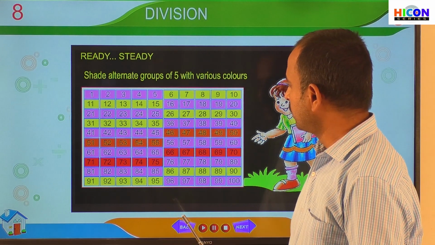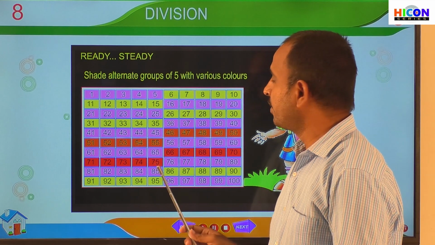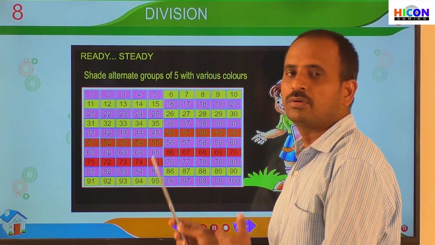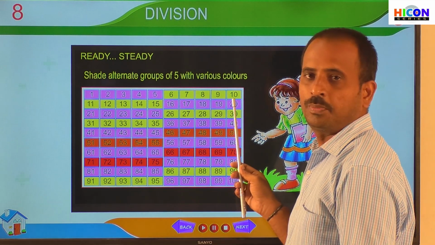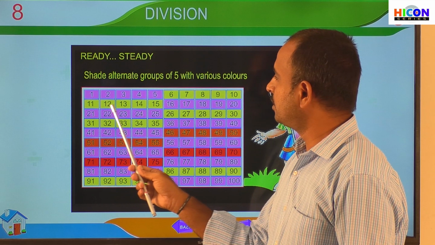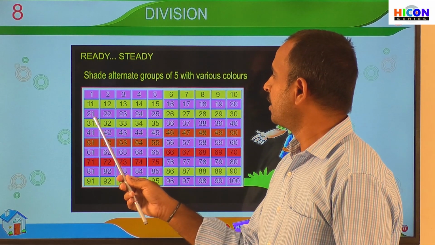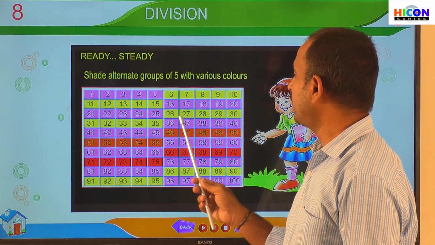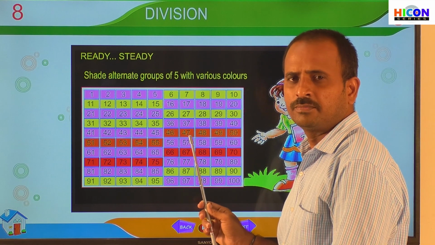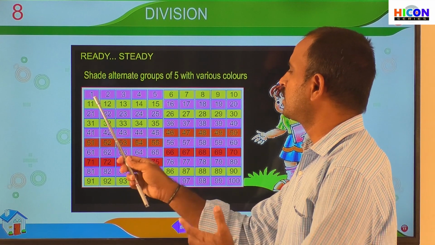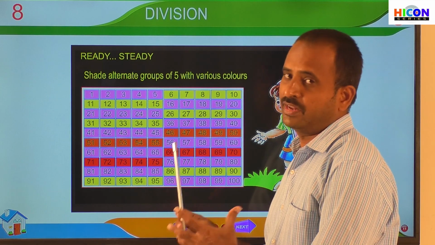So children, look at the screen. We are observing different groups of 5 and we have given various colors for each group of 5. This is the first group of 5, second group of 5. This is the third group, yellow color. And again pink color, fourth group. And again pink color, fifth group. And again yellow color, sixth group. And seventh group, eighth group. In this way, we have to group all the numbers from 1 to 100 in groups of 5, and we have given various colors.